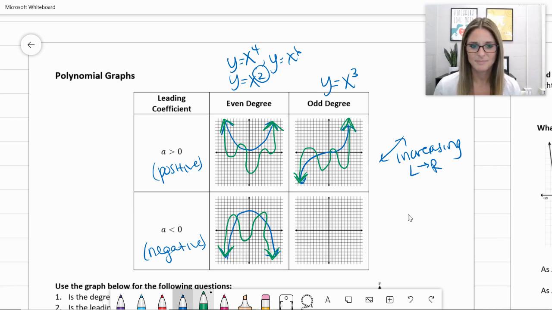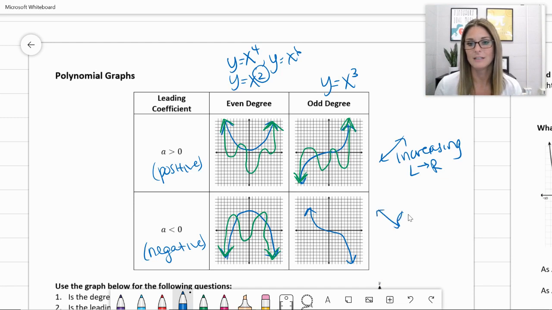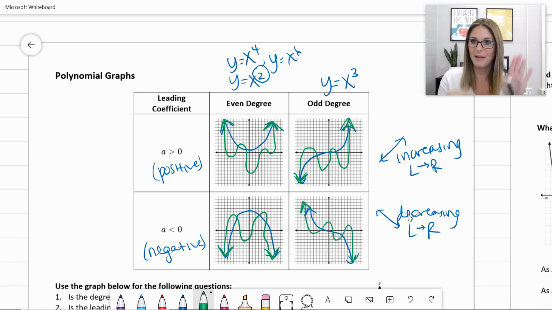The bottom one, you guessed it. If the leading coefficient's negative, it gets reflected. So when I graph it, now my arrows are still going opposite directions, but it's up on the left, down on the right, decreasing from left to right. And if it's any other odd number, it would have the same kind of arrow pattern, opposite directions, but it might have some extra humps and bumps along the way.